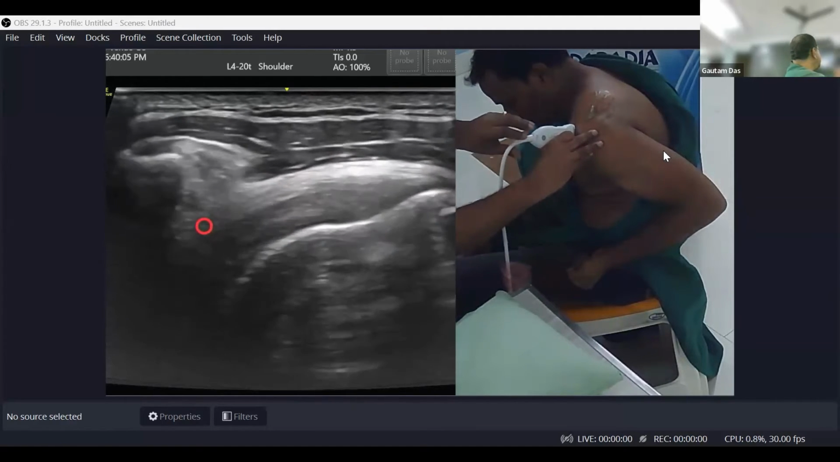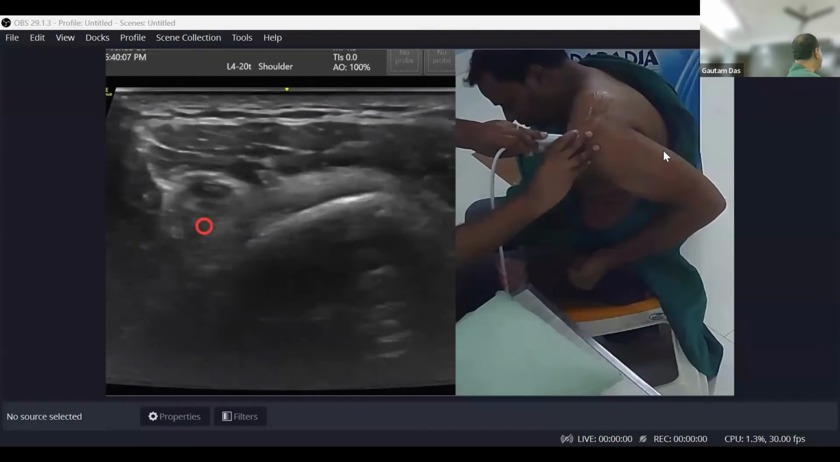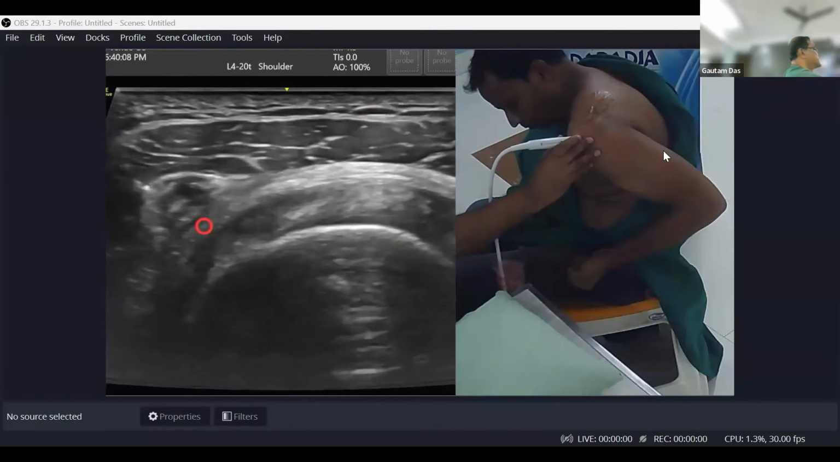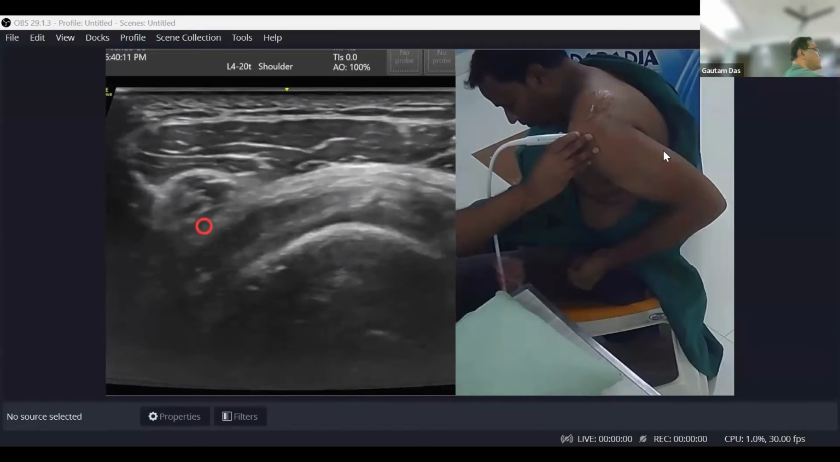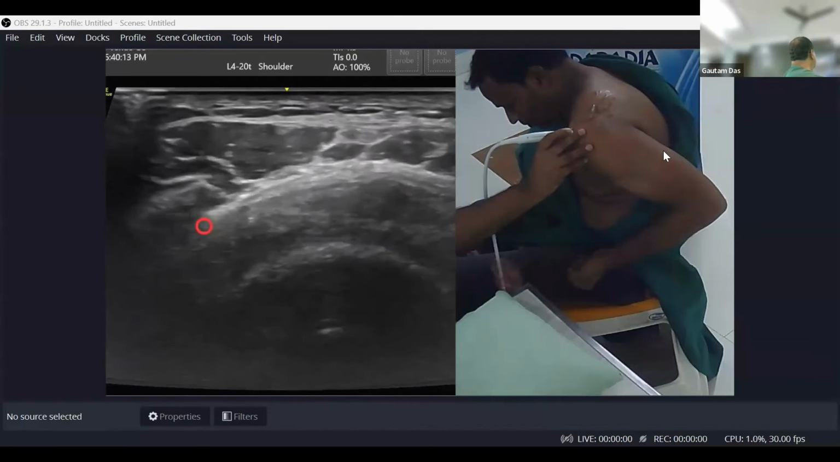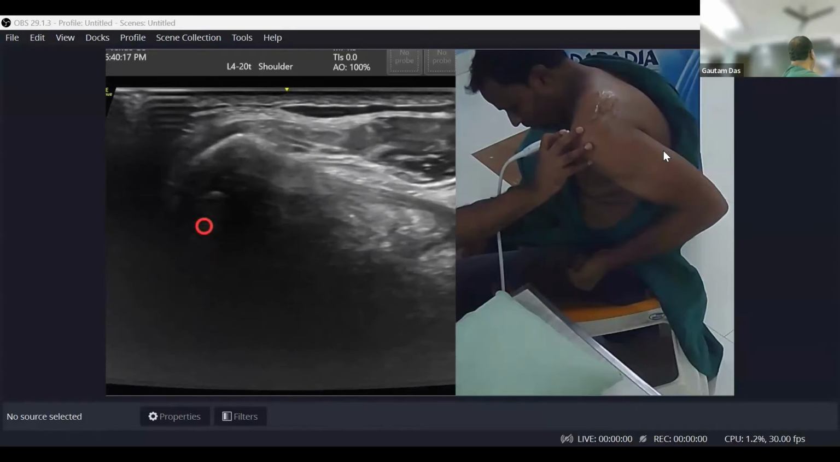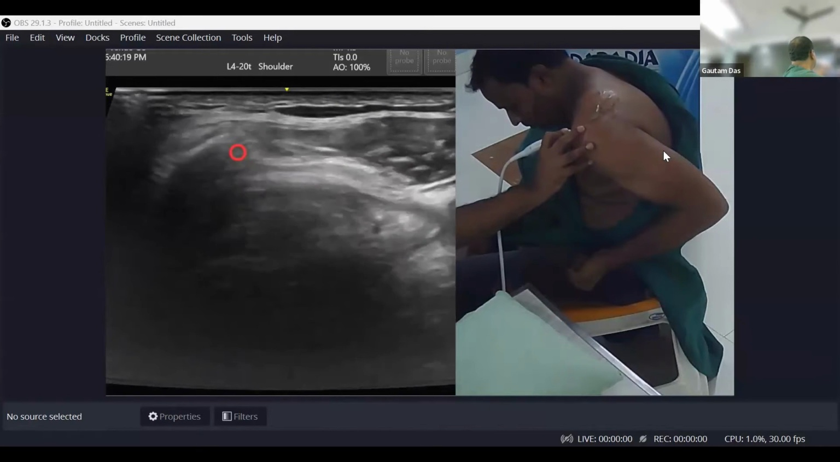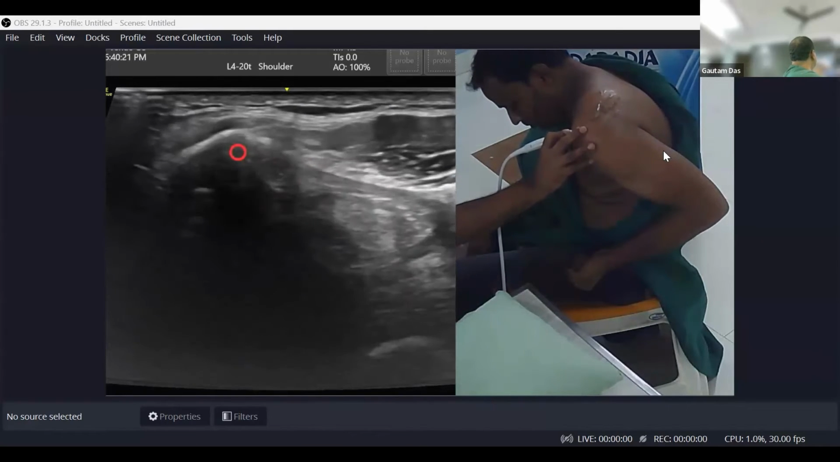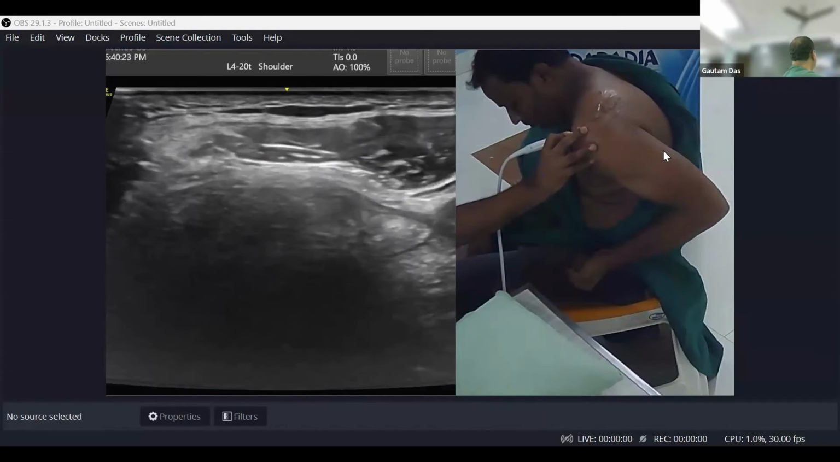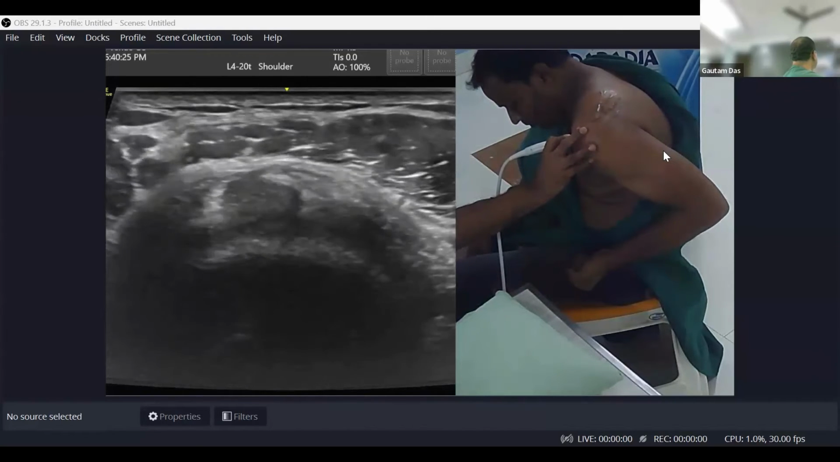If you wish to see it in the short axis, then you just make it like this. So this is your supraspinatus in the short axis. Here, what I was telling before also: if you are putting your probe one side over the coracoid, this is your coracoid, and another side over the acromion. This is your acromion. And if you are coming below, now this is your supraspinatus.